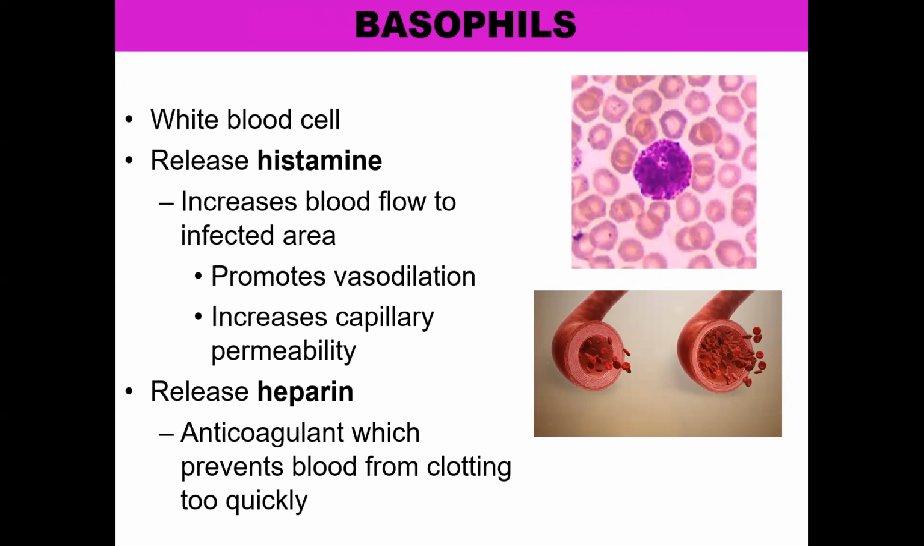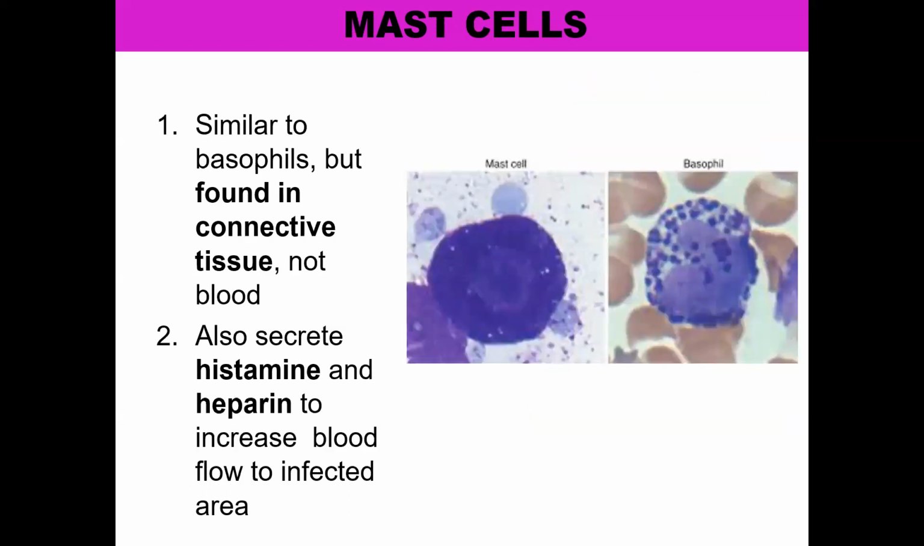Basophils also release heparin. Heparin is an anticoagulant, which means that it prevents blood from clotting too quickly. So we have opened up the capillary permeability. What we don't want to do is clot it off and prevent the blood from flowing. So basophils are very important for inflammation. Just like basophils, mast cells also secrete histamine and heparin to increase blood flow and decrease clotting, but mast cells are found in connective tissue, not in the blood.